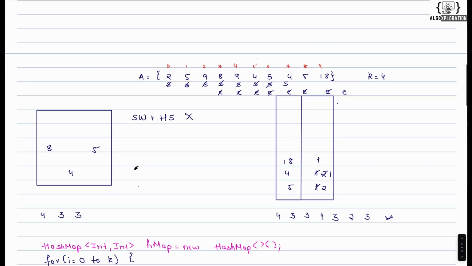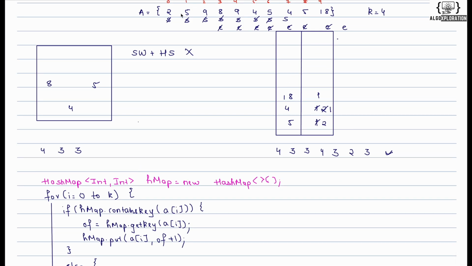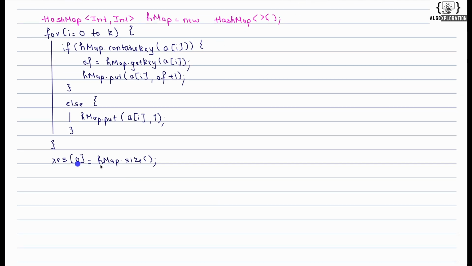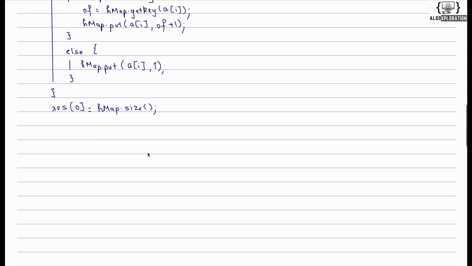So this is what I'm trying to say. When this was the first window, I was putting all these values into the hash map, and after that I will be returning the size of that hash map. So after the first window, my result of 0 will be simply the hash map size. Now s will be 1 and e will be k, because I have figured out the answer for the first window.